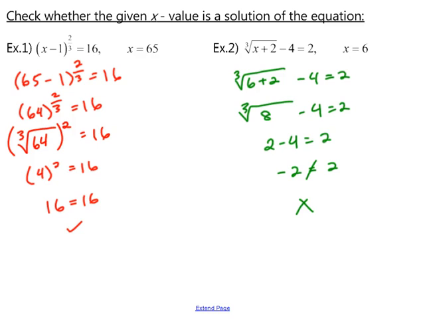Now, you should be used to checking whether a given value is a solution, but this is an extremely important part of today's lesson, because as we're solving these equations, you are going to get more than one answer sometimes for x, but you have to make sure that both are possible solutions.